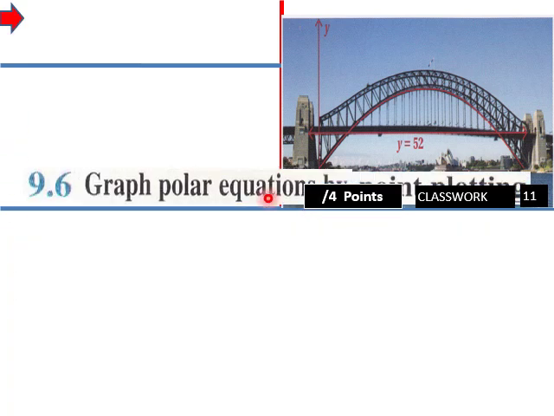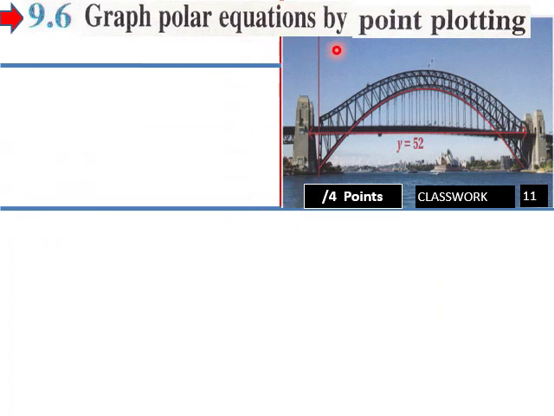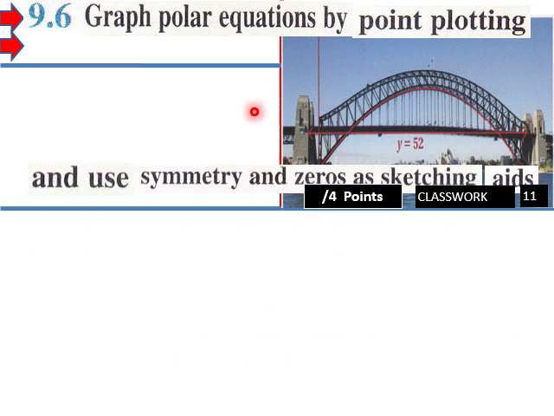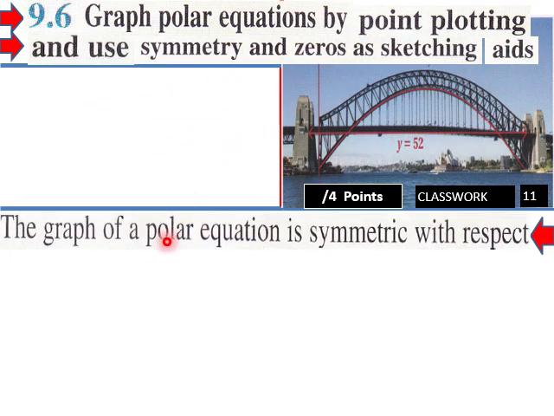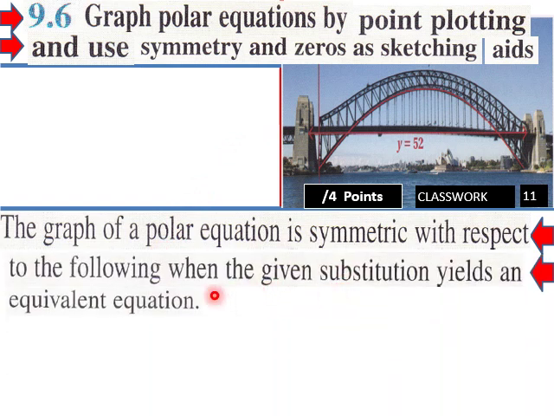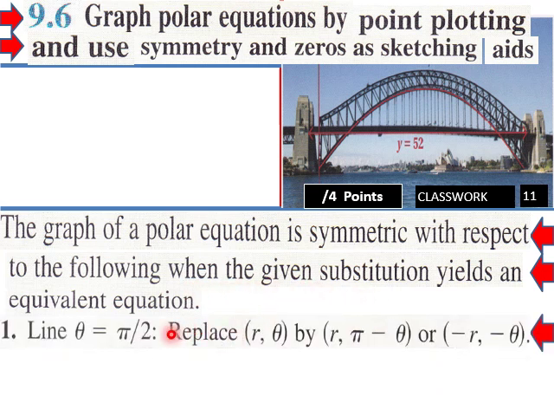And then on into 9.6, graph polar equations by point plotting, and then use symmetry and zeros as sketching aids. So the graph of a polar equation is symmetric with respect to the following when the given substitution yields an equivalent equation. So for number 1, line theta would equal pi over 2. Replace r, theta by r, then pi minus theta, or negative r and negative theta. So that would be one way to substitute.